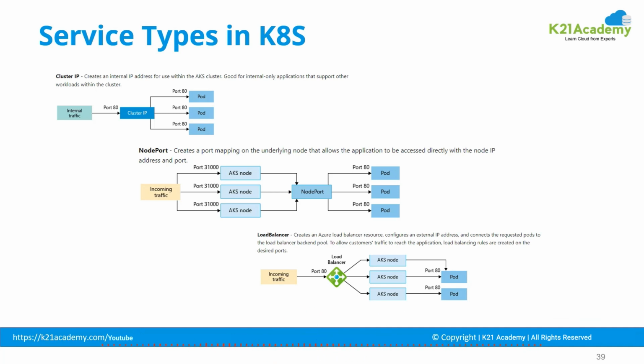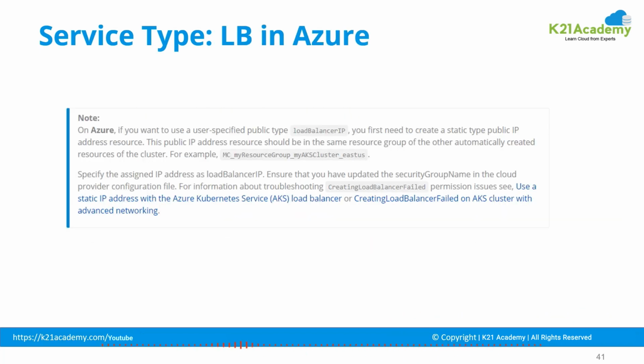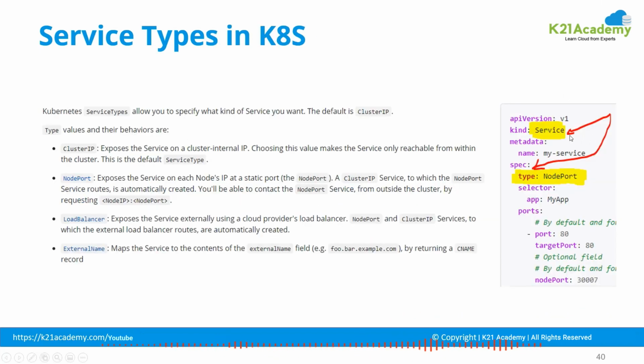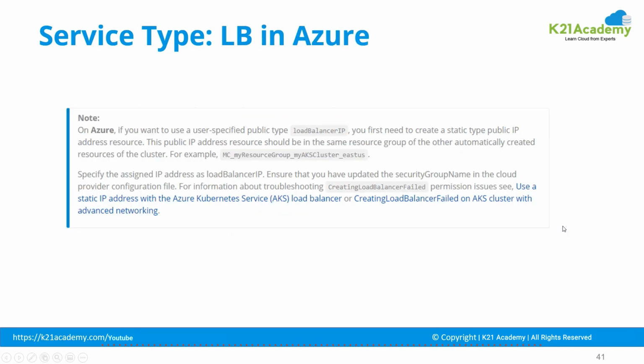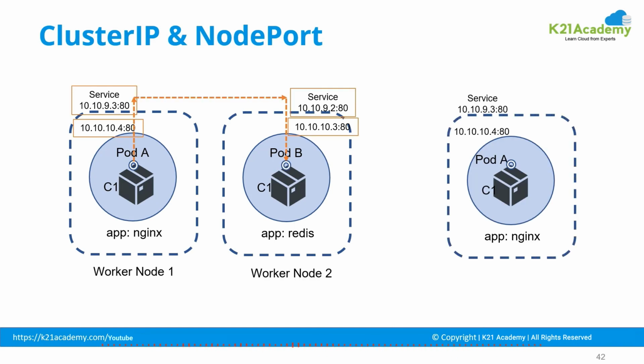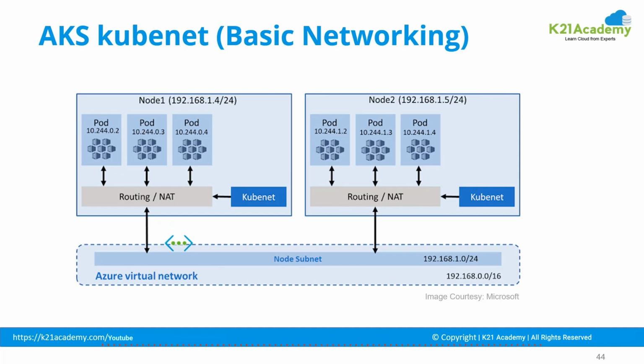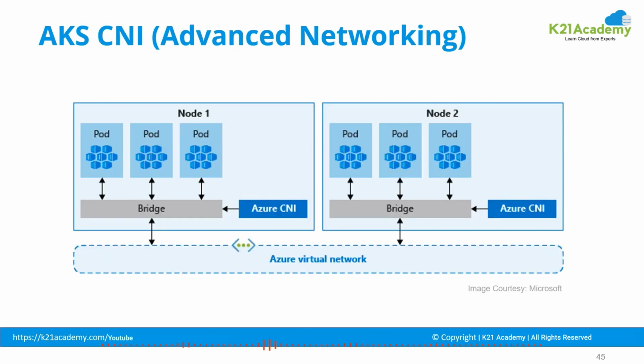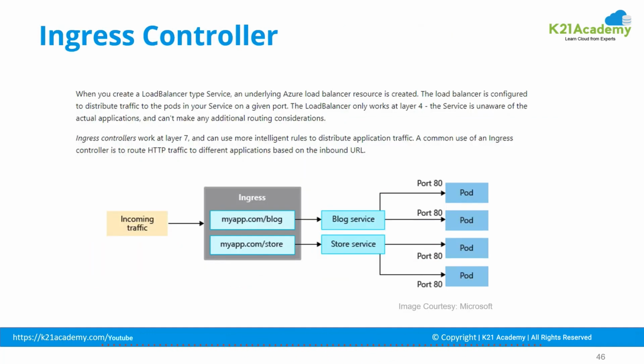So the node port is going to be more common, load balancer or node port. For cluster communication within cluster members, cluster IP. Then when you define a service, this is how you define the service, which we saw in the YAML file. We looked at the cluster IP as well as the node port communication, how this node port communication happens. And then in Azure Kubernetes, there are 2 types of networking: basic networking and advanced networking. And then you have an Ingress controller.